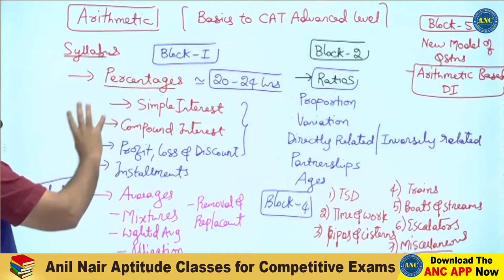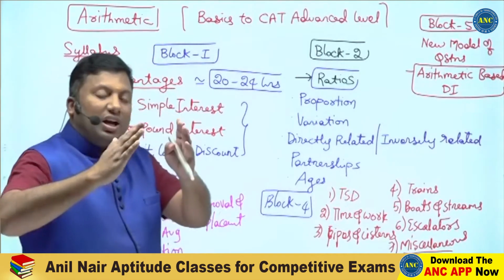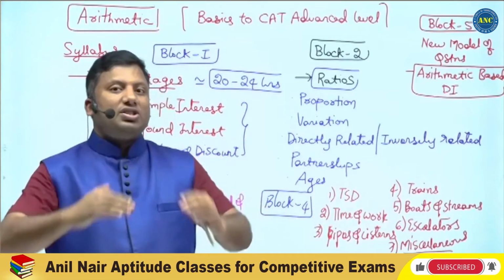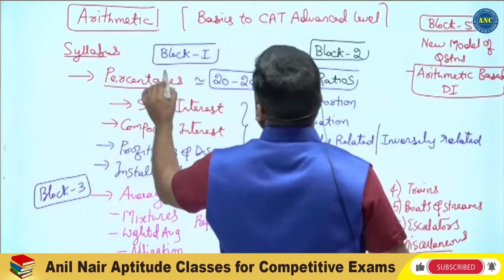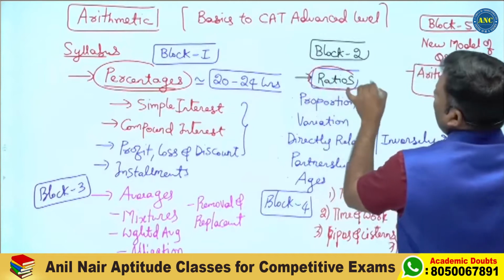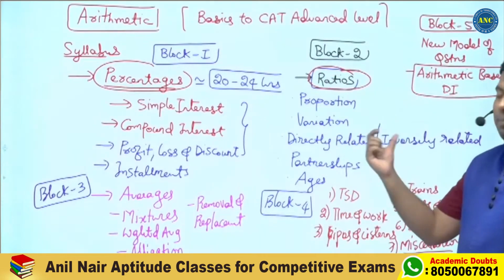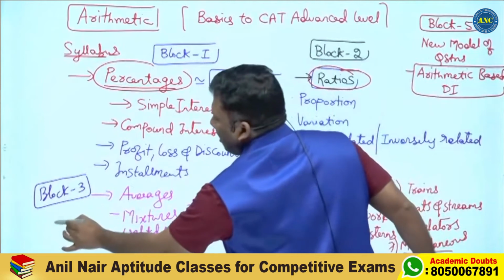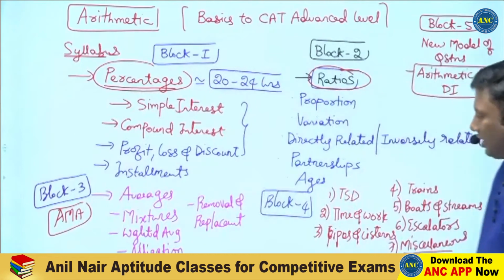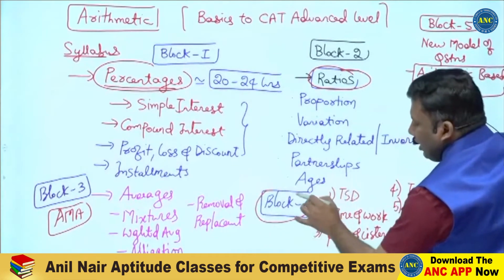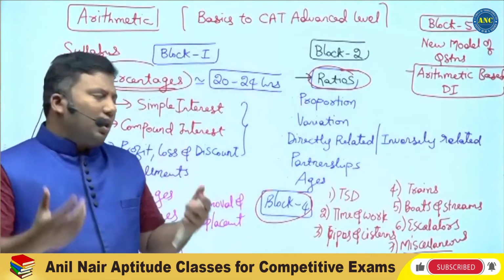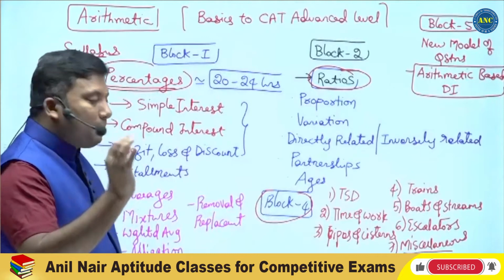Block 1, block 2, block 3, block 4, block 5. If I take the main chapter as arithmetic, there are 5 important subchapters. The first is percentages and its application. The second is ratios and its application. The third is averages, mixtures and alligation. Block number 4 is time, speed and distance, time and work. Once you are good in time and work, you can also solve problems related to pipes and cisterns.